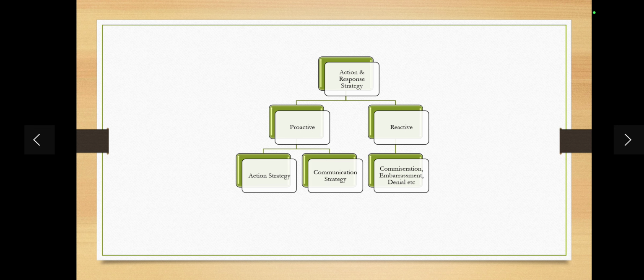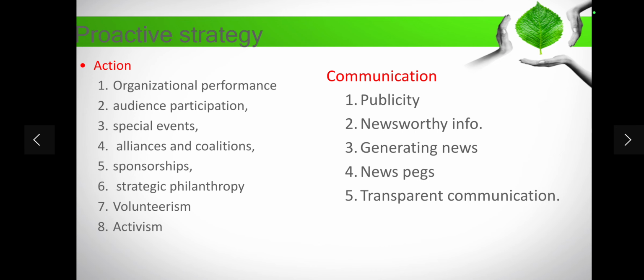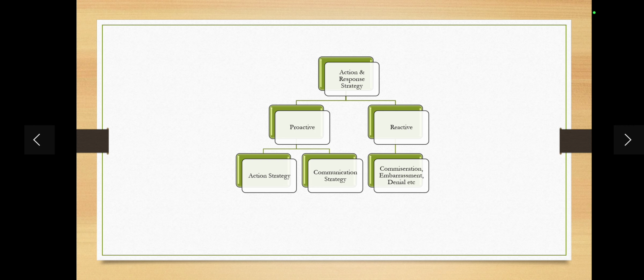So, again, let me help jog your memory. Under proactive strategy, we have action and then we have communication. So let's go back, see the chart again. You see action and response strategy, and then we have proactive. And then under proactive, we have action strategies. So these are strategies, we are talking about proactiveness. So action, proactive strategies. And then the other one is the communication proactive strategy. So the action strategies are proactive things you do. Communication strategies are technically proactive things you say.